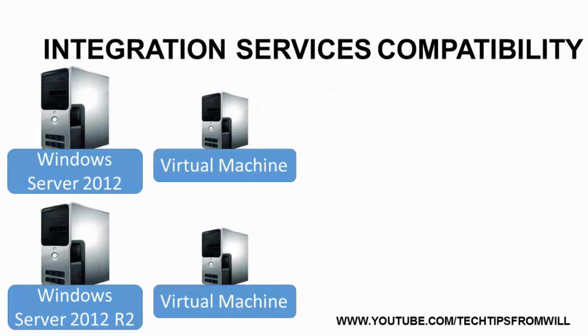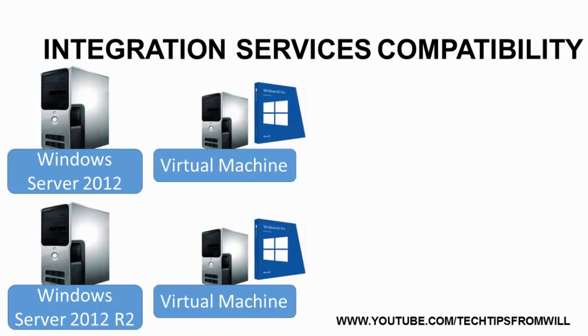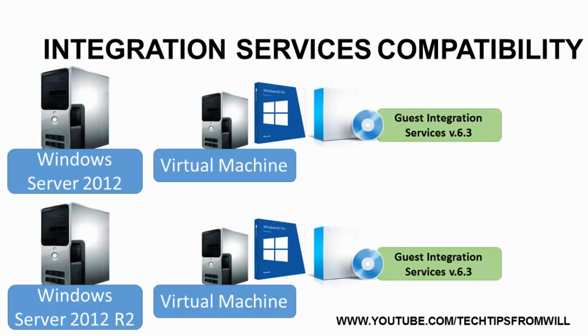The first client system to discuss is Windows 8.1. As with Windows Server 2012 R2, Windows 8.1 already comes with the latest guest integration services, version 6.3, built in. Therefore, installing guest integration services onto Windows 8.1 is not necessary. However, once again, since Windows Server 2012 Hyper-V hosts are limited to version 6.2 of guest integration services, virtual machines running Windows 8.1 will also be affected by this limitation.